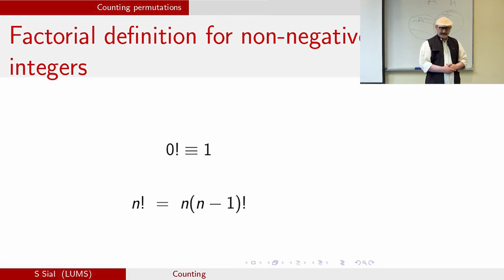And it's convenient to define 0 factorial to be 1. Also note that n factorial is the same as n times n minus 1 factorial. Sometimes that will help you to rewrite things when you're doing some calculations.